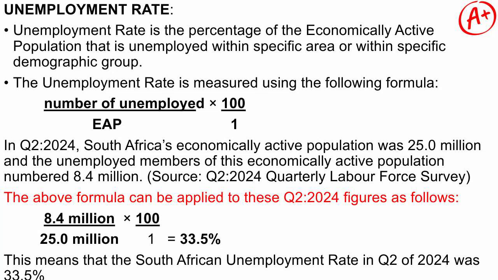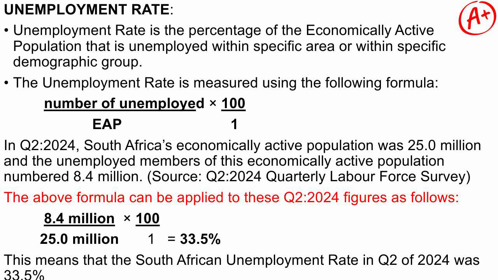Right, guys. Once Statistics South Africa and the Department of Employment and Labor have established the total number of unemployed people in the economy, meaning they have established the unemployment figures, these figures need to be expressed as a rate, meaning as a percentage. What does this mean? This means that the unemployment numbers have to be converted into what you call the unemployment rate.